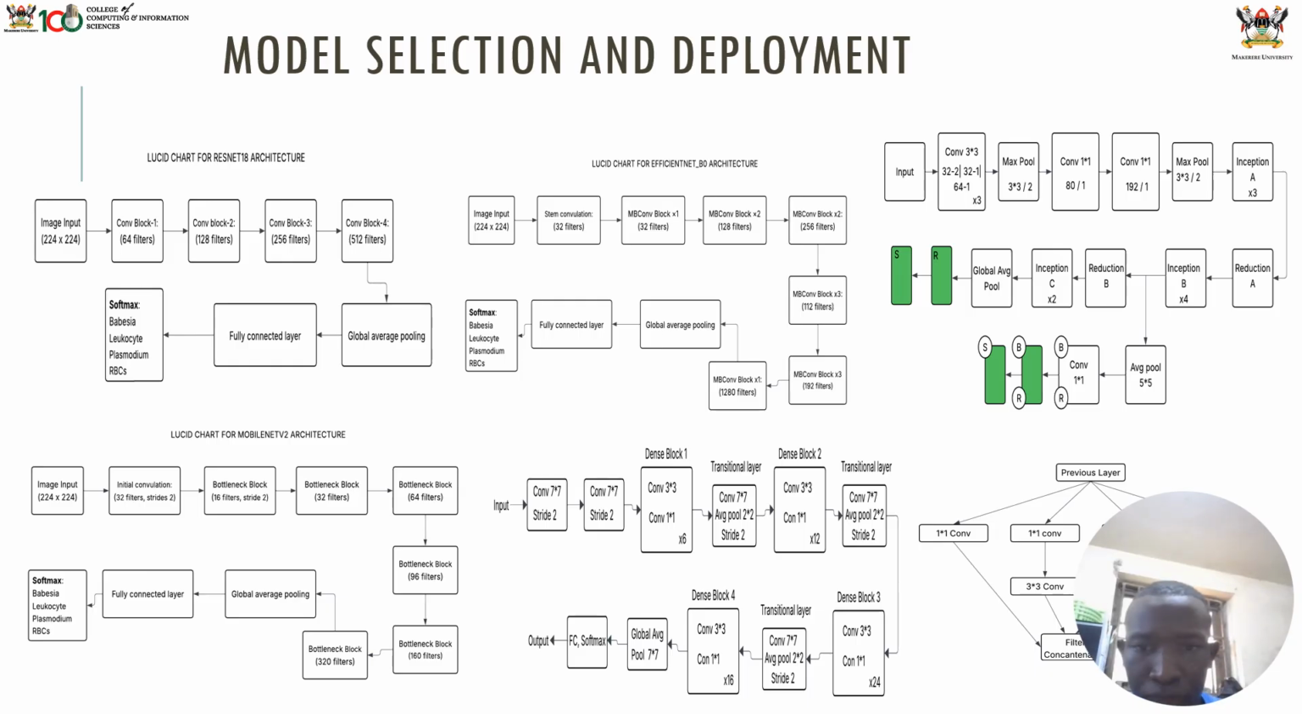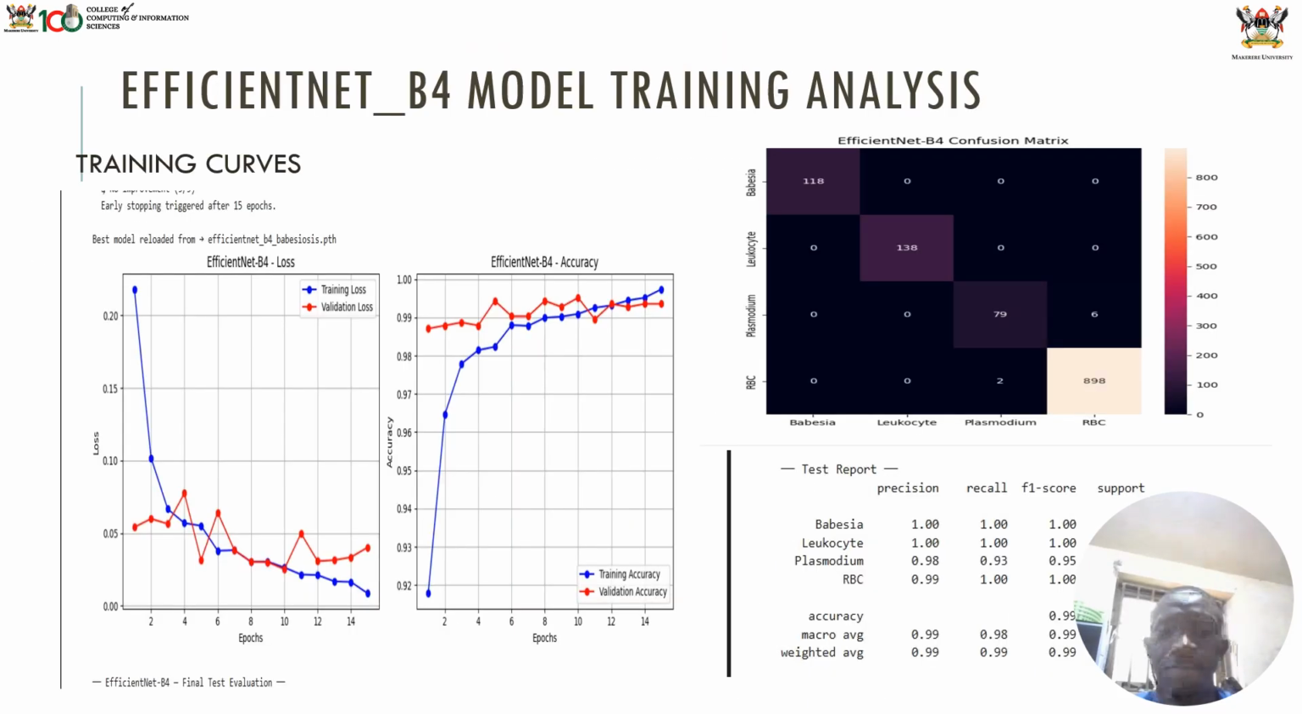And finally, we went further with our best performing model, which was EfficientNet-B4, and that's what we deployed. We went with EfficientNet-B4 because of its good and accurate results. We have our analysis that we made further on it.